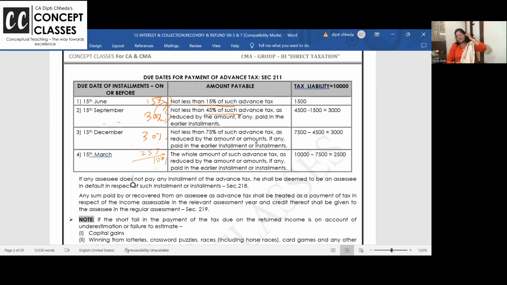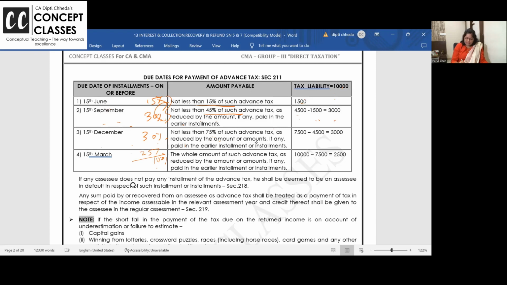Done? Right. Example. Suppose your tax liability is 10,000. Up to 10,000 you are not liable to pay advance tax, very true, but just to give comfortable figures I have taken. So by 15 June, how much should I pay? 1,500. By 15 September, 10,000's 45%, 4,500, minus 1,500, that is 3,000.